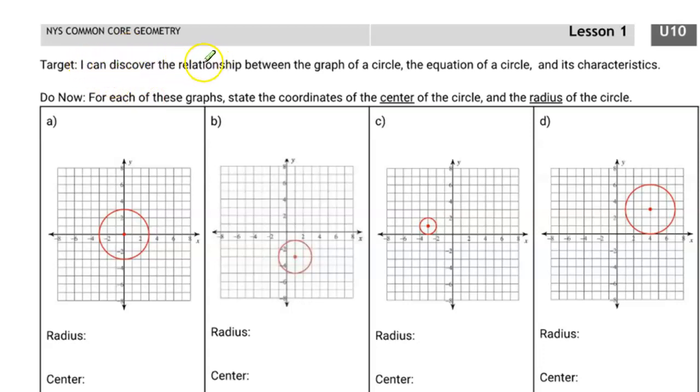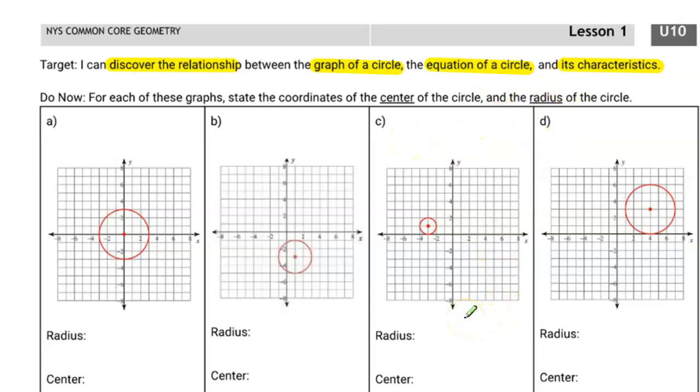The learning target for today is discovering the relationship between the graph of a circle. That's the most important aspect that we're going to be looking at today. The equation of a circle, which we'll touch on as well, and its characteristics. And you'll find that a circle on a coordinate plane really only has two characteristics that we need. If we know those two characteristics, we'll be able to graph the circle.